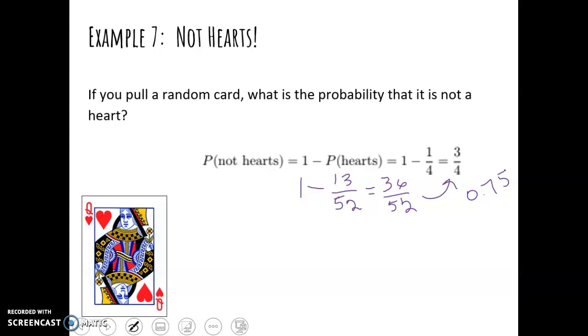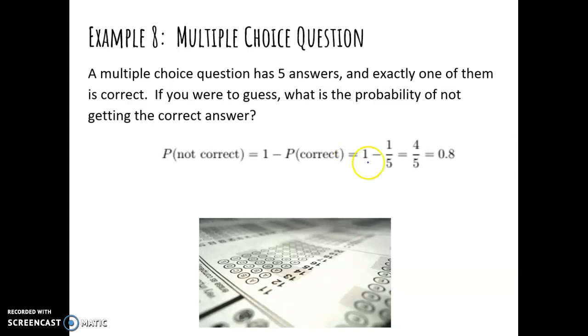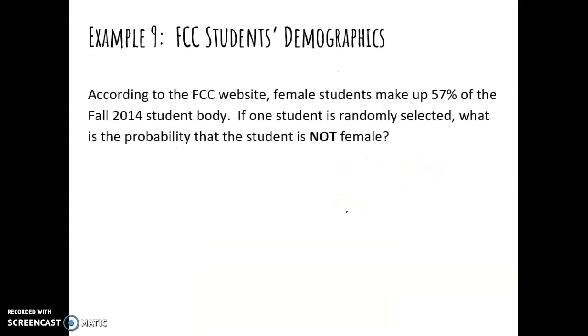All right, next one. A multiple choice question has 5 answers, and exactly one of them is correct. If you were to guess, what's the probability of not getting a correct answer? Okay, so we would find the probability that you would get a correct answer and subtract that from 1. So 1 minus the probability of getting it correct is 1 minus, there's one correct answer out of 5. When you subtract, you get 4/5, which is 0.8. Or you could just say, well, if there are 5 answers, how many are not correct? There are 4 answers that are not correct, and just put that over 5. So either way will work.